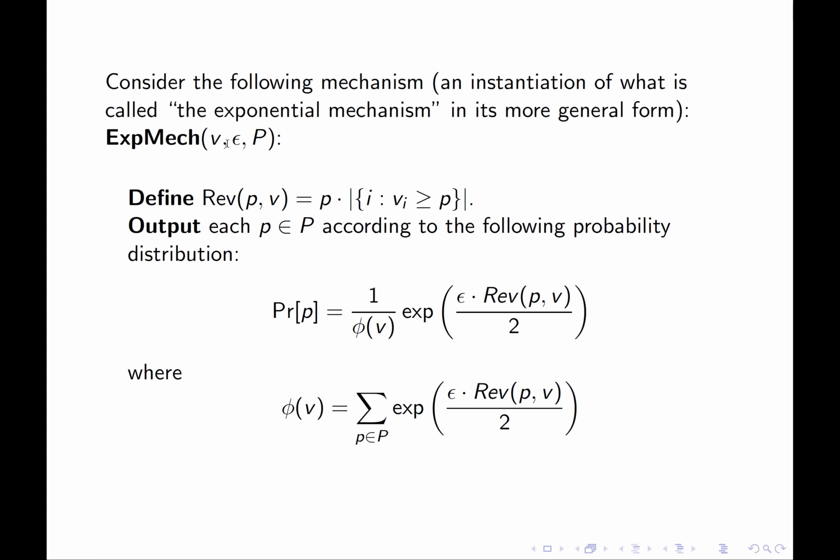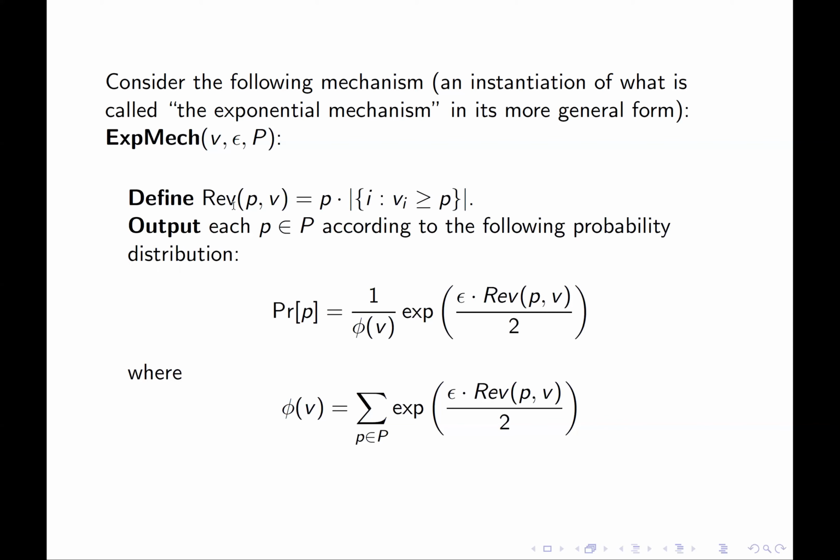It takes as input a couple of things. First, it takes as input a vector V of valuations. These are the bids of the agents. It is parameterized by some discrete set of prices, and it's going to select a price from the set P. We want this mechanism to be epsilon differentially private, where epsilon is a parameter, and so the mechanism also takes as input this parameter epsilon.